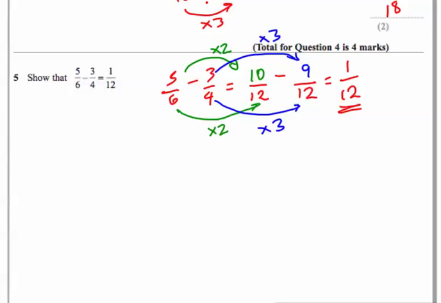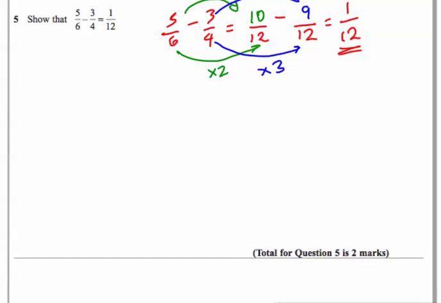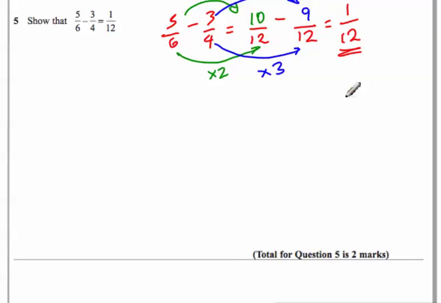Okay. So the answer is 1 12th. So we've shown it, we've proved it. The total for that was 2 marks. Okay, 2 marks. If you don't show your working, you may not get any.